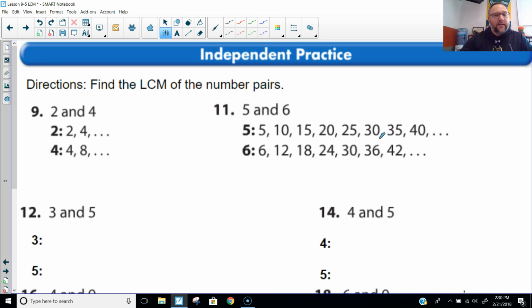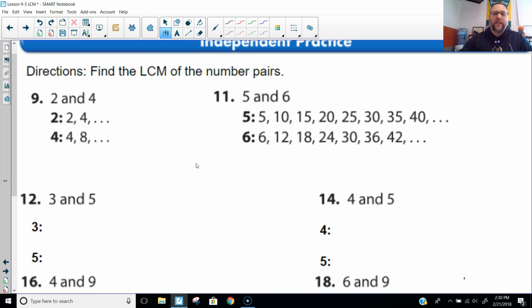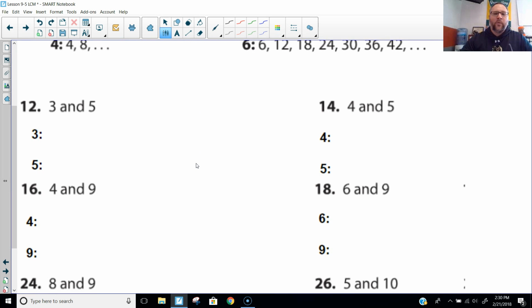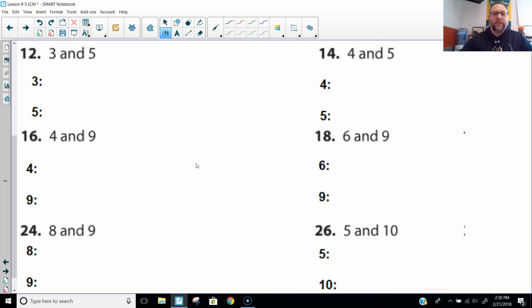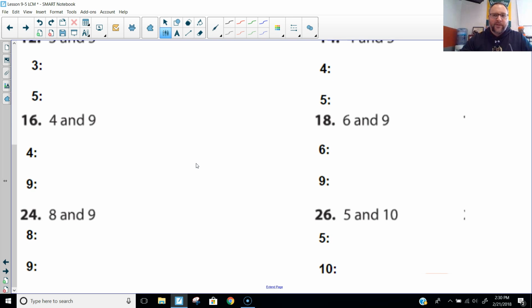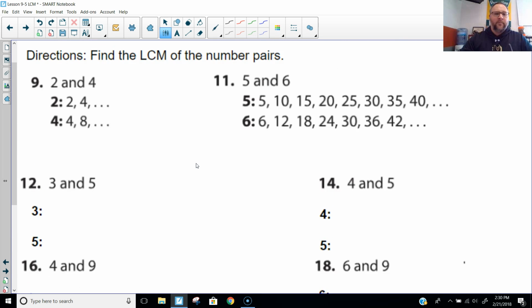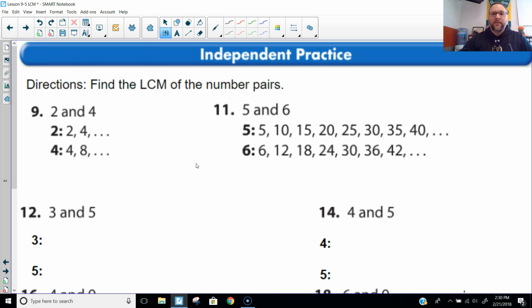For numbers 9 and 11, they already have a list done for you, so you just have to find the least number that is common in both lists. That means it's in both lists. And then for the rest of the problems, you have to make the list yourself and then find the least common multiple. Again, you can use your multiplication table to help you out. You can always go back and rewind this video, and you can always come and see me for help. So good luck, and get to work.